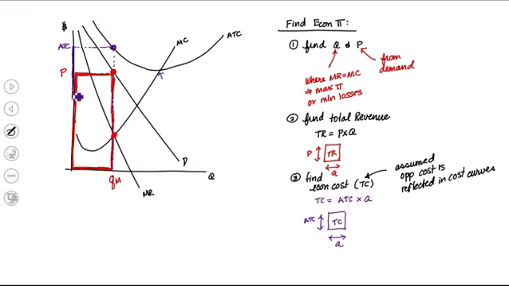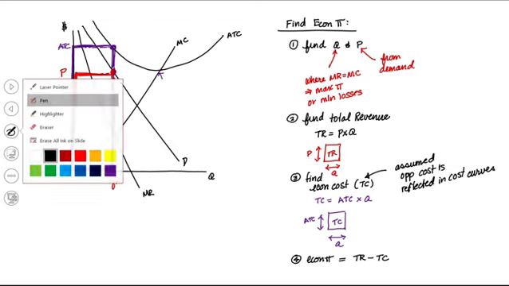Let's find our total cost box. So we have a height of average total cost and a length of Q. And so I get back this purple box. So that tall purple box is going to be my total cost. So then all I need to do now is to find economic profits, we take total revenue minus total cost. That's all there is to it. So economic profit is total revenue minus total cost.